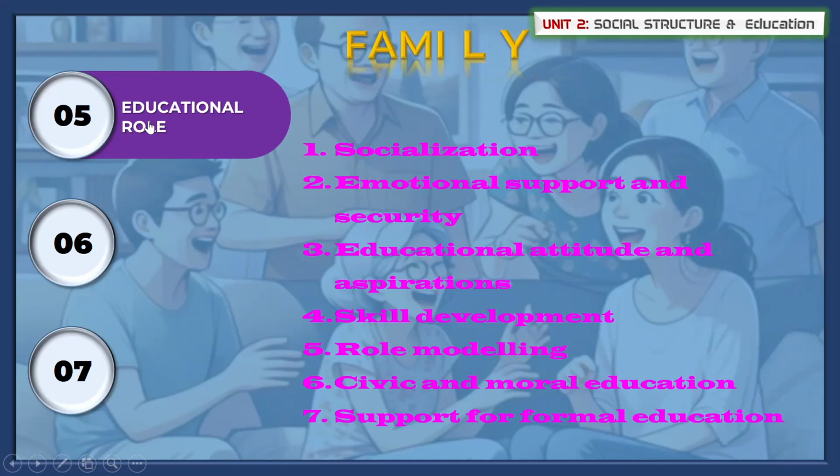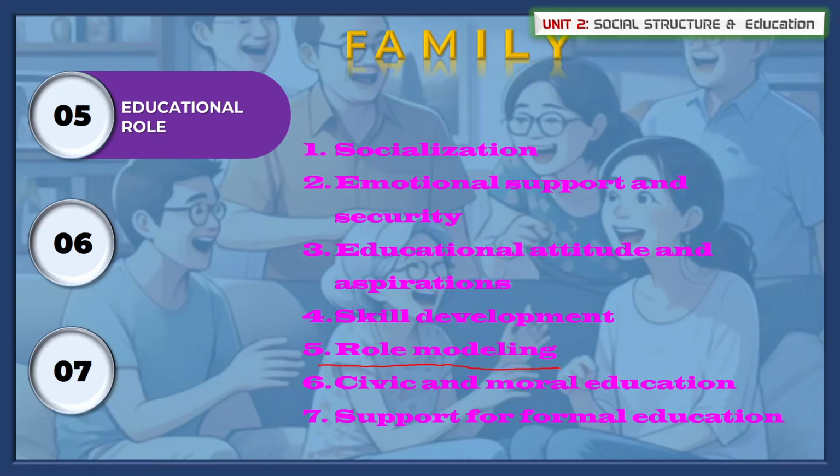Fourth one is skill development. Practical skills: families teach essential life skills such as problem solving, time management, and social interactions, which are crucial for navigating various situations. Family also make critical thinking. Through decisions and shared experiences, families encourage critical thinking and decision making skills, preparing children for future challenges.